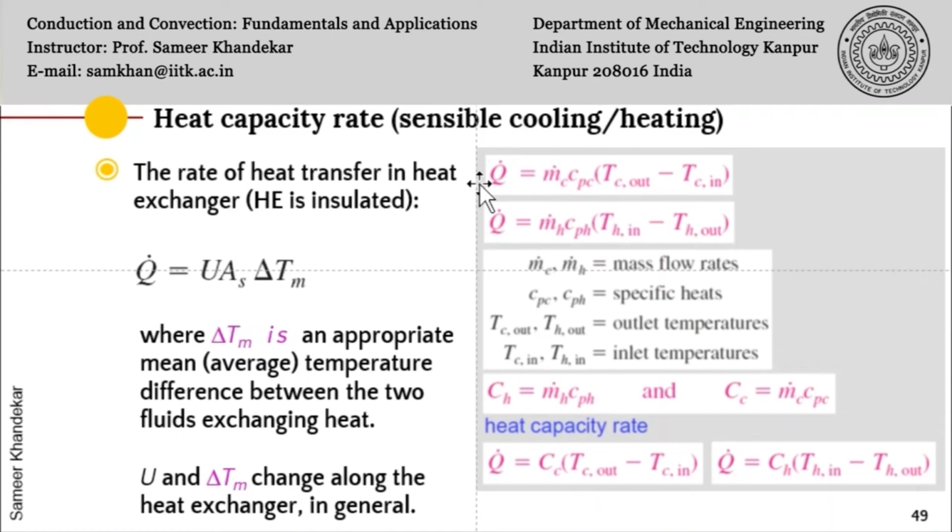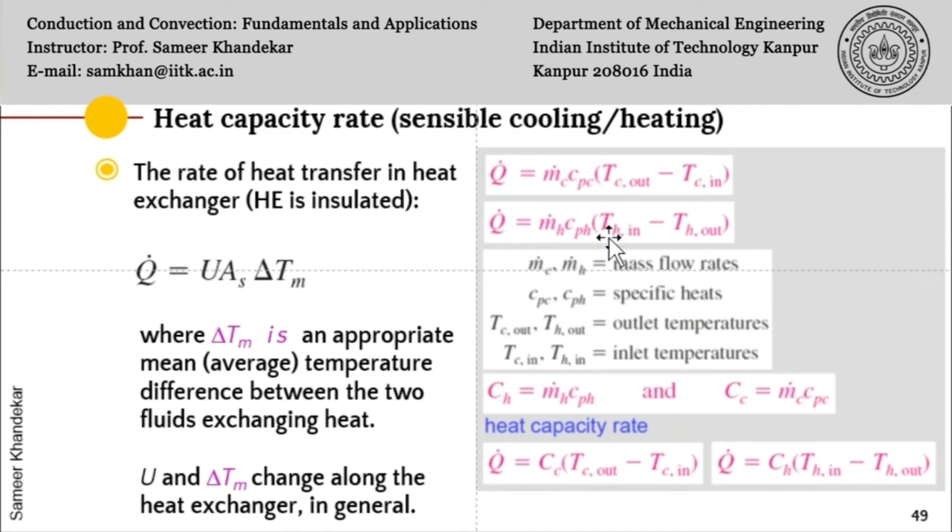Now this must be equal to what is lost by the hot fluid, and naturally the delta T here will be T_h,in minus T_h,out, because the inlet temperature of the hot fluid is higher than its outlet temperature as it passes through the heat exchanger. So this amount of heat is exactly equal to what is gained by the cold fluid. These two equations must be identical.